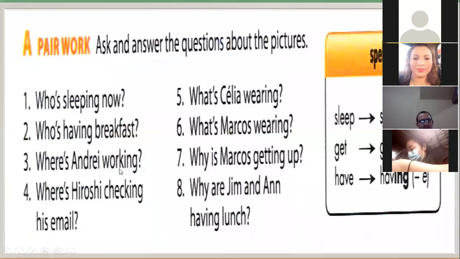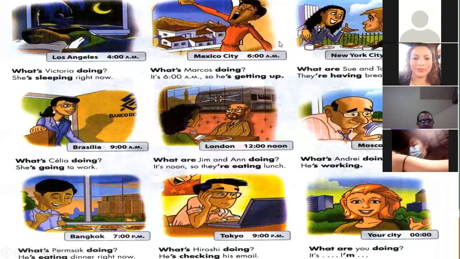Who's having breakfast? Where is Andre working? Okay, for example, the number 3. Busquemos Andre. Where is Andre? Here. So where is Andre working? Look, where, donde, miren. Moscow. Se va a poner, he is working in Moscow. Right? That's it. This is what you are gonna do, guys.